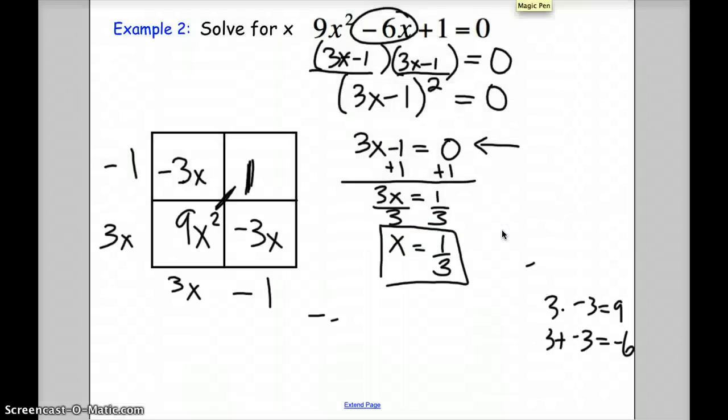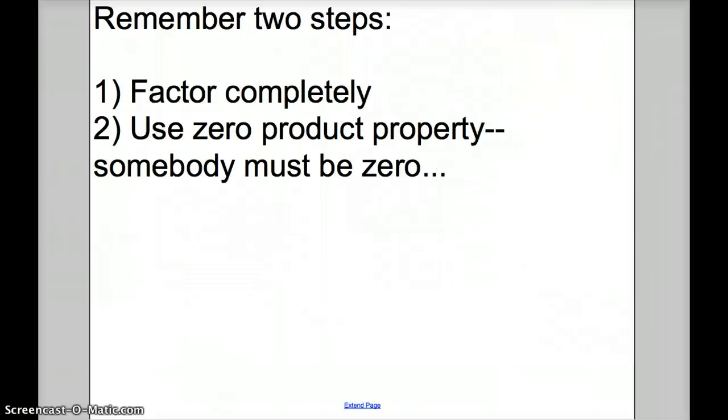So give these a shot on your own, and I just want you to remember a couple of things. These are your key steps. Remember two steps. Number one, factor completely. You've talked a lot about factoring completely, and that's going to really help you do these problems with fewer mistakes. And the second part to solving quadratics is to use the zero product property.